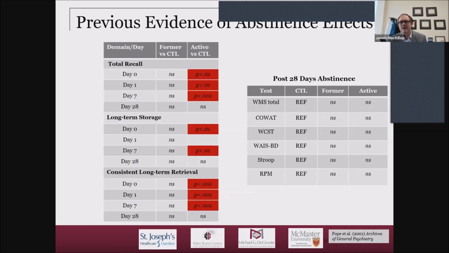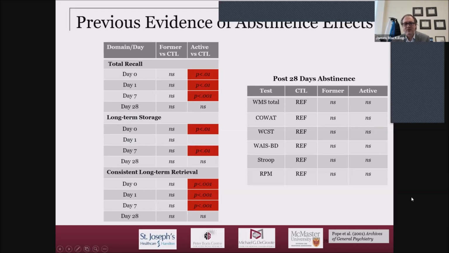So this reminds us of some other abstinence effects that are really important. And I'm going to go back to a couple of really influential earlier studies. This is a study, there's a lot going on here, but it's a study looking at cognition in cannabis users, active cannabis users, in comparison to controls who used no cannabis versus former cannabis users, also versus controls, looking over 28 days of abstinence. And these are 3 different neuropsychological tests and a variety of other neuropsychological tests that were administered after 28 days of biochemically verified abstinence.